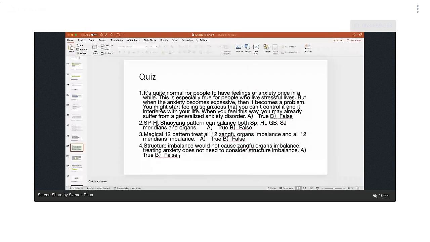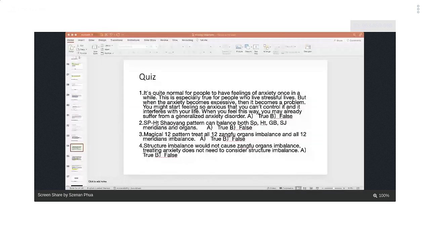Number 2. Spleen heart Shaoyang pattern can balance the spleen, heart, gallbladder, Sanjiao meridians, and organs. So I'm talking about this pattern: not just treating meridians, it treats organs, and not just treating organs, it treats meridians as well. True or false? A or B? A. Okay, good.